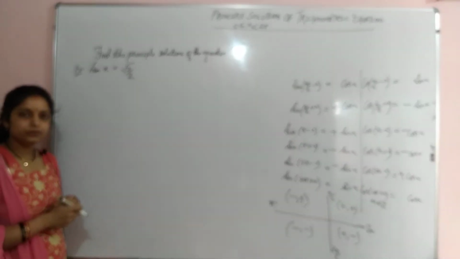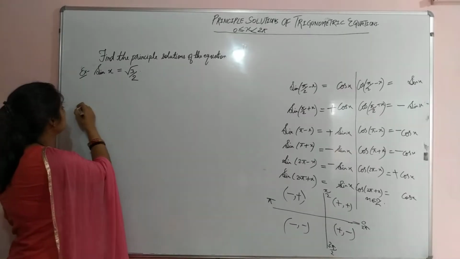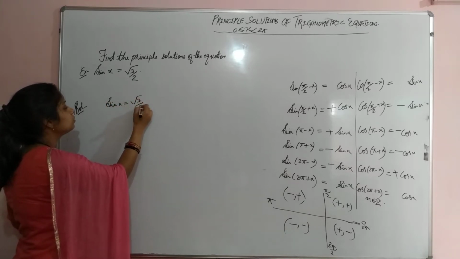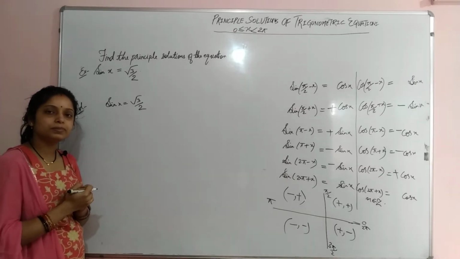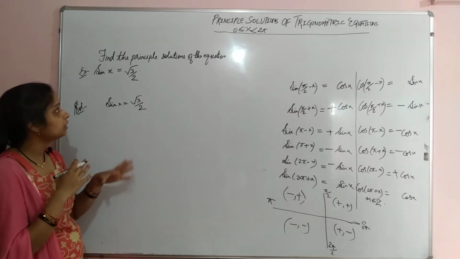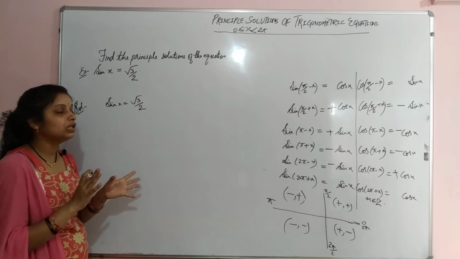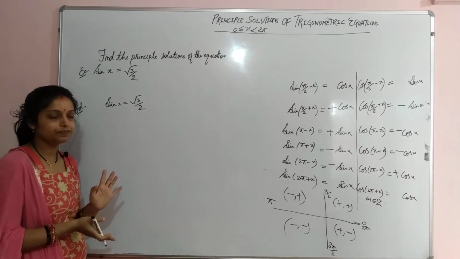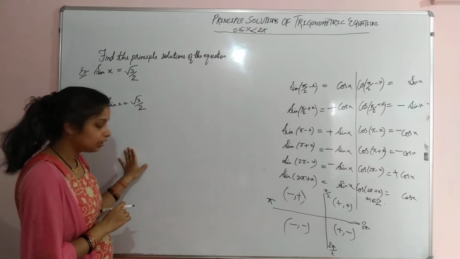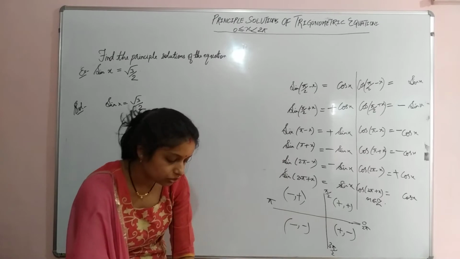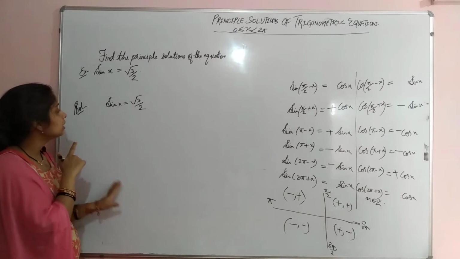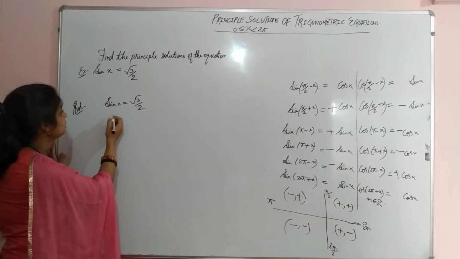Now let me solve this question. The question is sine of x is equal to root 3 by 2, and you have to find the principal solutions. So you automatically know that principal solutions are only the solutions lying between 0 to 2 pi. Clear? So in that interval only you have to consider its values. So at what point is sine root 3 by 2? This is pi by 3, that means 60 degrees.